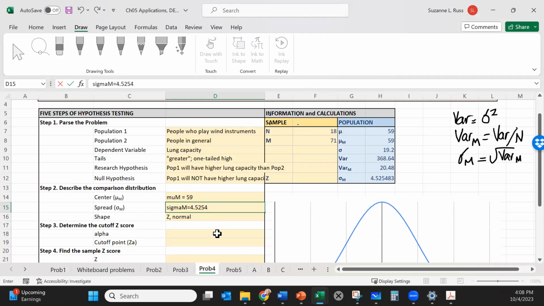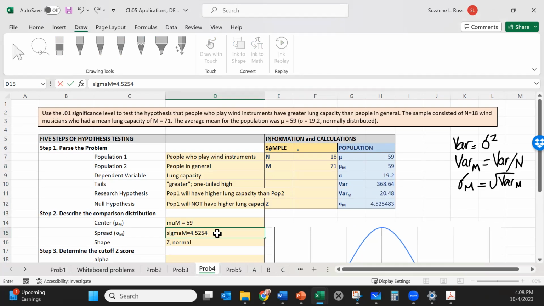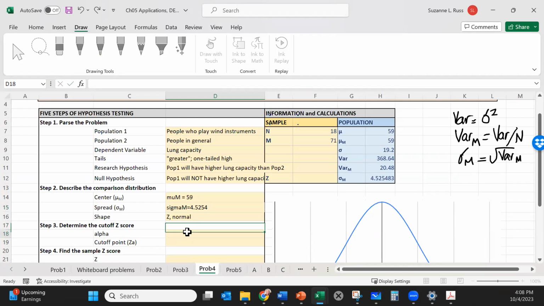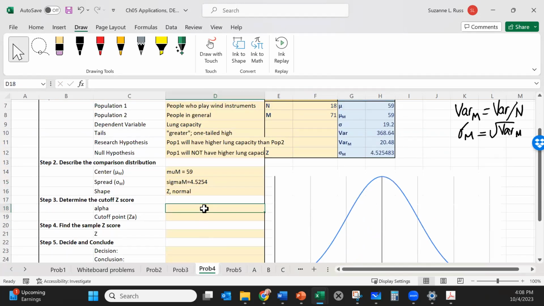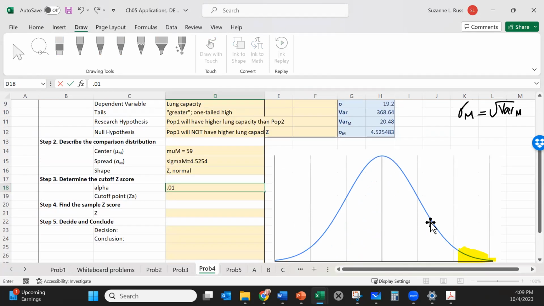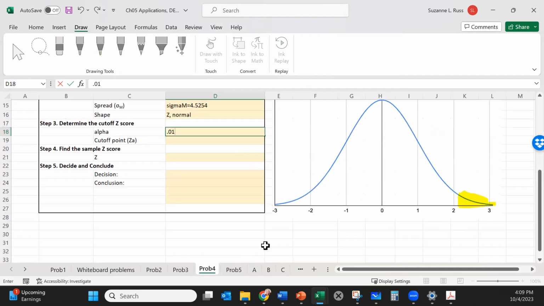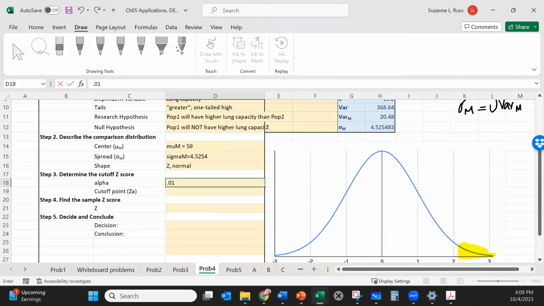That's the hardest step. Next, we look up our cutoff z-score, and we need to know alpha to do that. And up in the problem, it will always state what alpha is. If it ever doesn't state, just use 0.05. But here it says 0.01 significance level. And whenever you see significance level, you're also talking about alpha. They mean the same thing. So we're looking at 0.01. We already established that it's one-tailed high. So what z-score is associated with that?